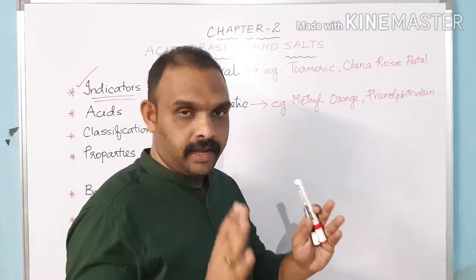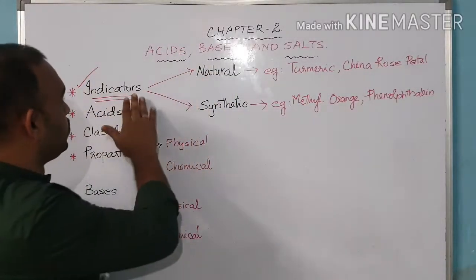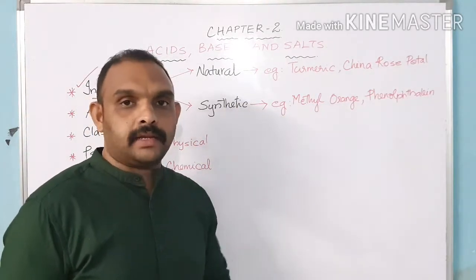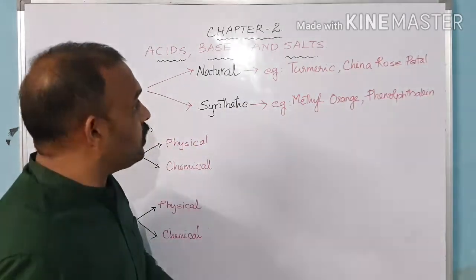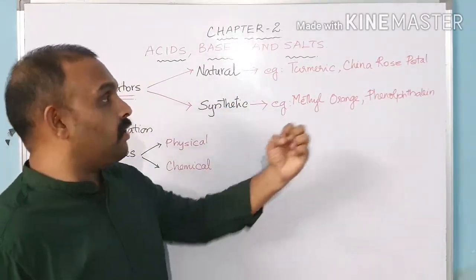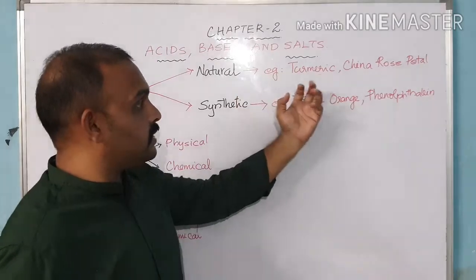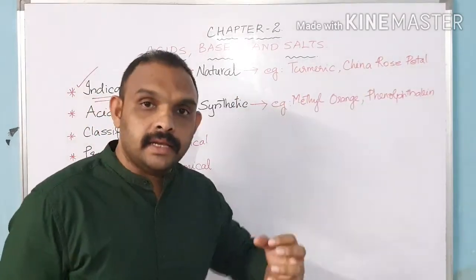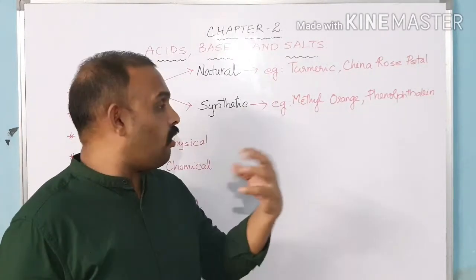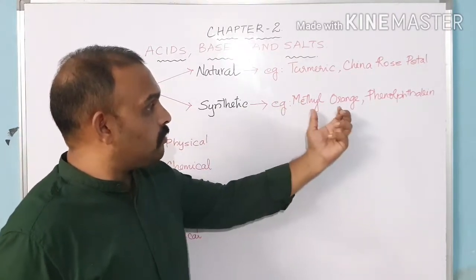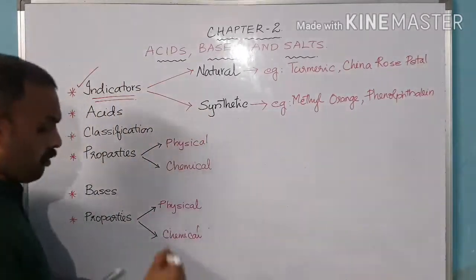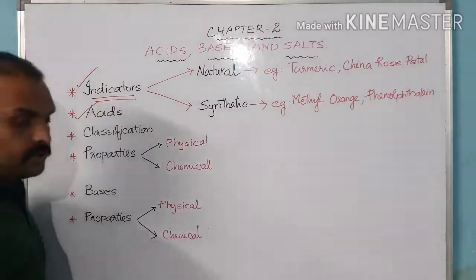Very common. Now, we have seen that there are two types of indicators, natural and synthetic indicators. Natural indicator means one which is obtained from nature itself. Then we call it a natural indicator. Examples: turmeric and China rose petals. Synthetic means man-made. Two commonly used ones are methyl orange and phenolphthalein. Okay. Now, our next topic is about acids.